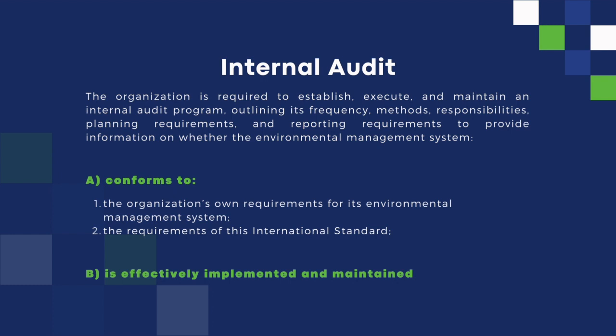How to perform an internal audit? The organization is required to establish, execute, and maintain an internal audit program outlining its frequency, methods, responsibilities, planning requirements, and reporting requirements to provide information on whether the EMS A. conforms to the organization's own requirements for its environmental management system and the requirements of the international standard ISO 14001, and B. whether the EMS is effectively implemented and maintained.